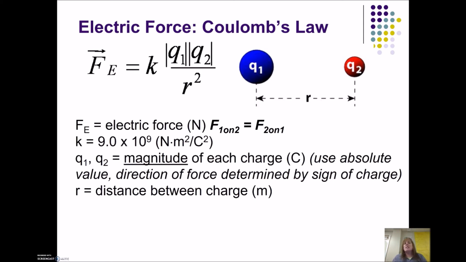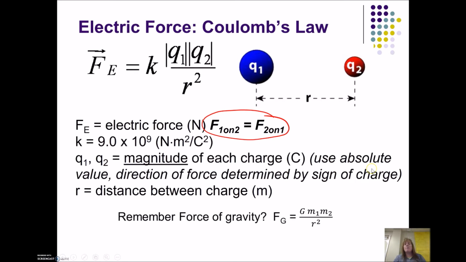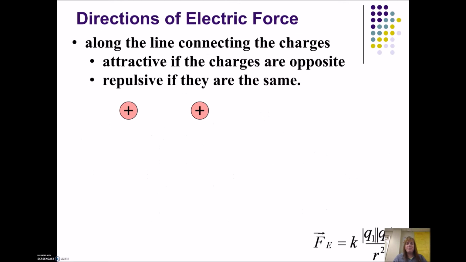The distance, r, is the distance between the objects, and it's an inverse square law like the force of gravity. And of course, always use meters when you're calculating distances. Now, one thing that is true is that when I have two charges present, the force on one is equal to but opposite of the force on two. Think about how you calculate it. Both of those charges are in this calculation. So no matter which one I calculate it for, the equation's the same. And remember from the last slide of the force of gravity, it looks very similar, doesn't it? Except gravity is about masses and electric force is about charge.